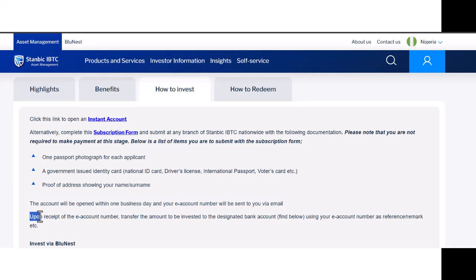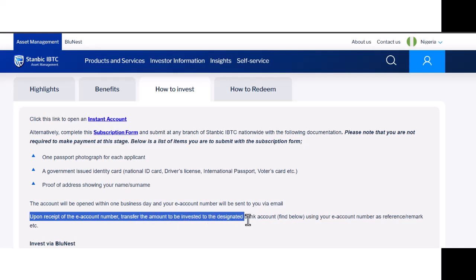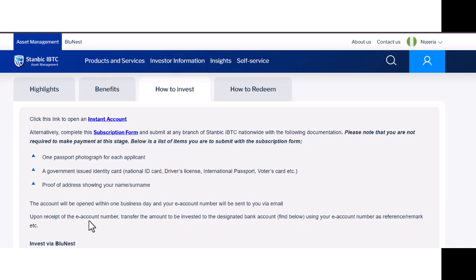So upon receipt of the e-account number, transfer the amount to be invested to the selected account number found below using your e-account number as a reference or remark etc.